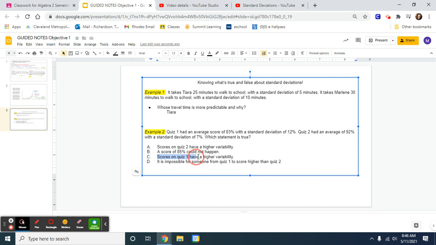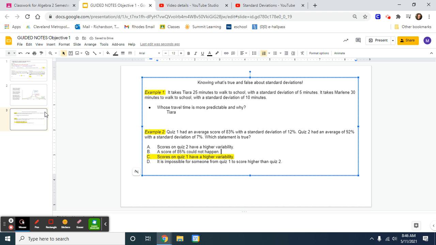Okay, C, scores on quiz 1 have a higher variability. So let's see, quiz 1 was deviating by 12. Quiz 2 is 7. Is 12 higher than 7? Yes. So that is our answer. I'm going to highlight that answer.